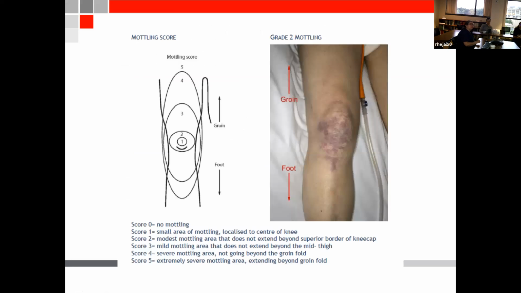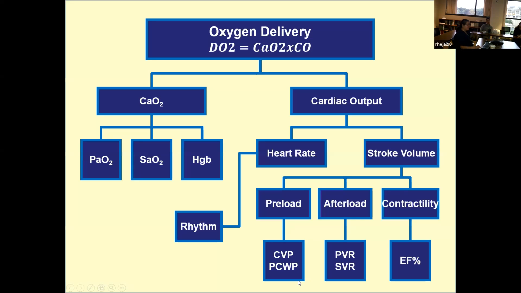In Europe, they have a mottling score on examination that will gauge your ability to figure out how severely ill people are. When you have somebody in shock without any mottling, they tend to have a better prognosis. When they are severely mottled, to the point that you will see the mottling involving the thigh all the way down to the foot, the survival tends to be extremely limited.